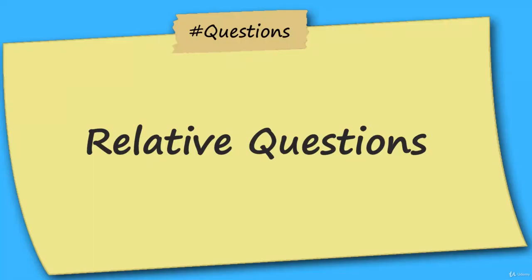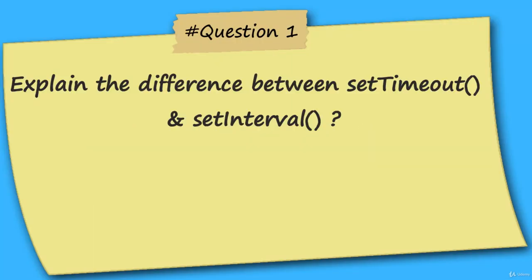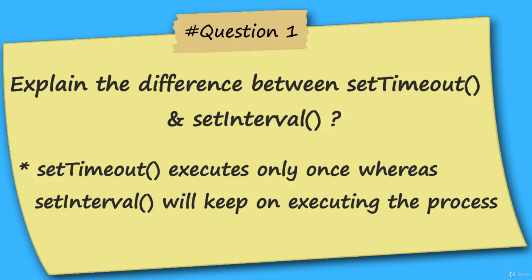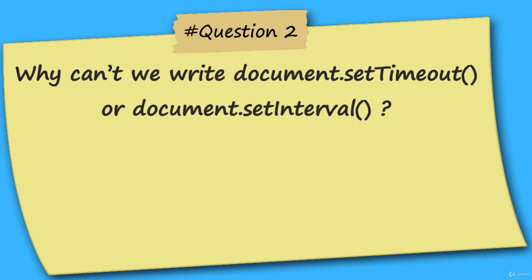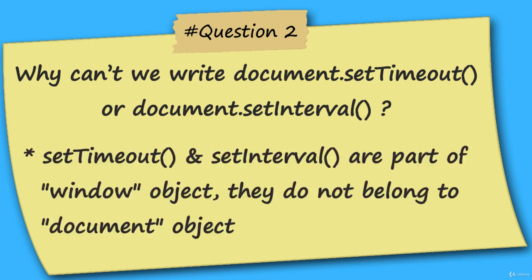Let's discuss related questions of this topic. The first question can be, explain the difference between setTimeout and setInterval. So now you already know that setTimeout executes only once, whereas the interval is something which keeps on executing. The second question is, why can't we write document.setTimeout or document.setInterval? That also we have discussed that setInterval or setTimeout, they are actually part of the window object and not the document object.